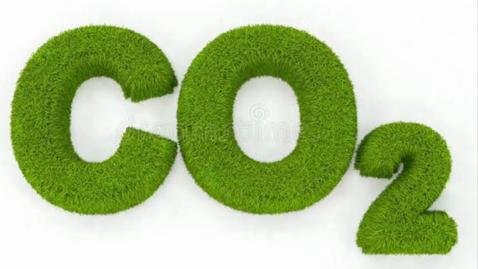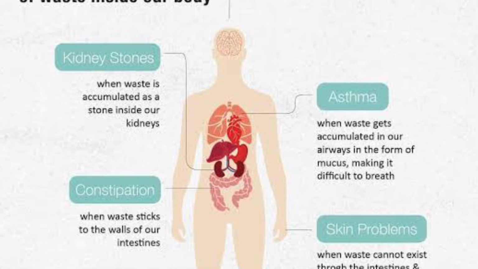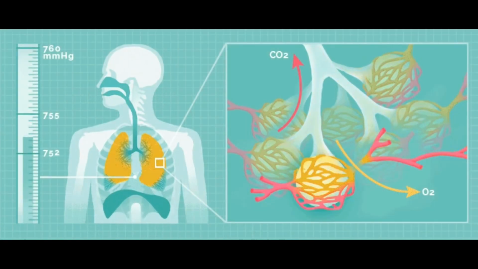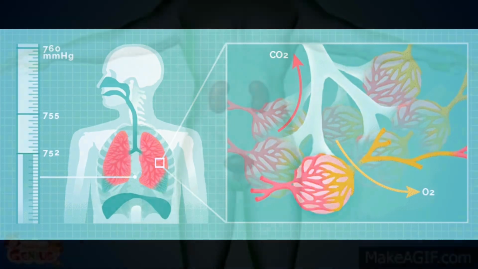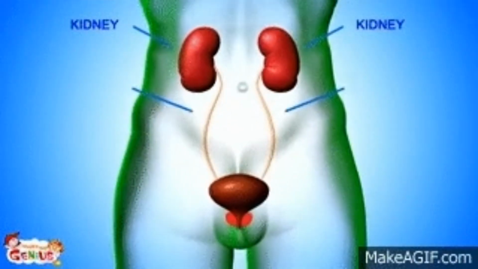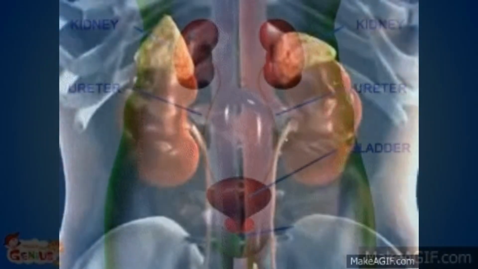When these waste materials get accumulated in the body, they become poisonous and harmful. Thus, our lungs excrete carbon dioxide and our kidneys excrete urea. The urinary system in human beings consists of a pair of kidneys, a pair of ureters, a urinary bladder, and urethra. Let's discuss kidneys.